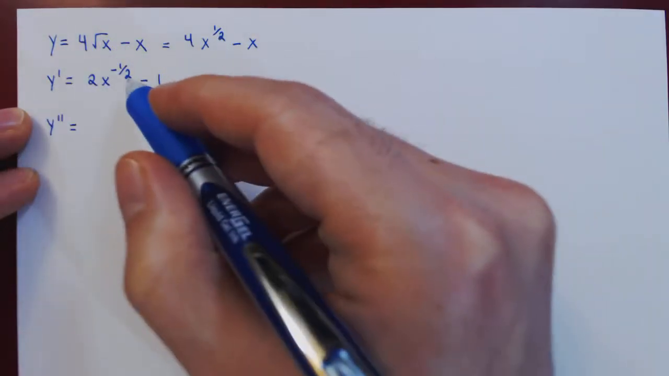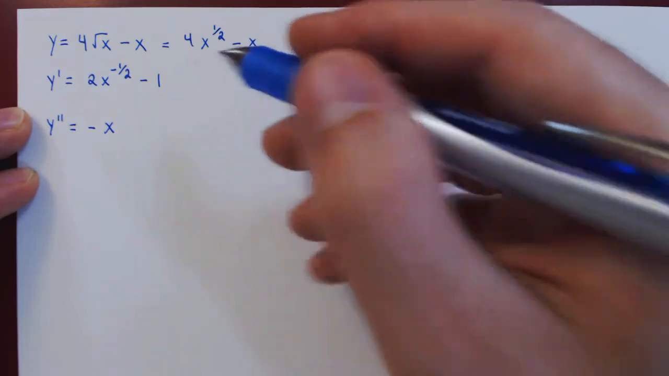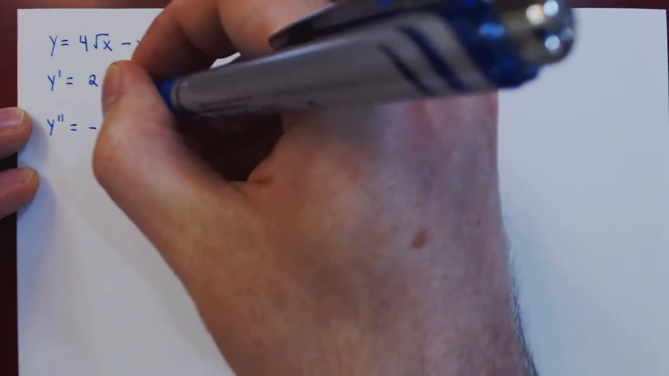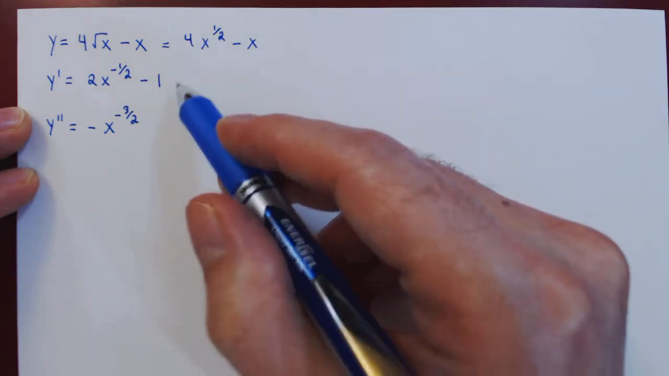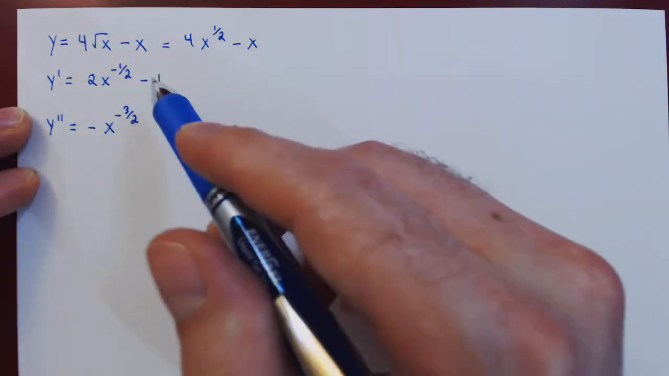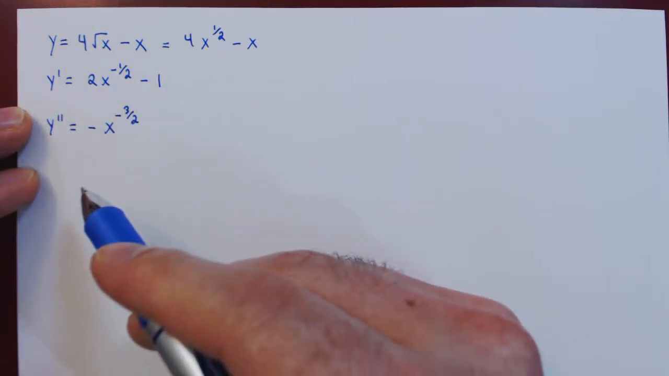The second derivative, again with the power rule, negative 1/2 times 2 is negative 1, times x to the negative 1/2 minus 1, negative 3/2. And of course minus 0, as the derivative of 1 is 0, since 1 is a constant. So we have the first and the second derivative.